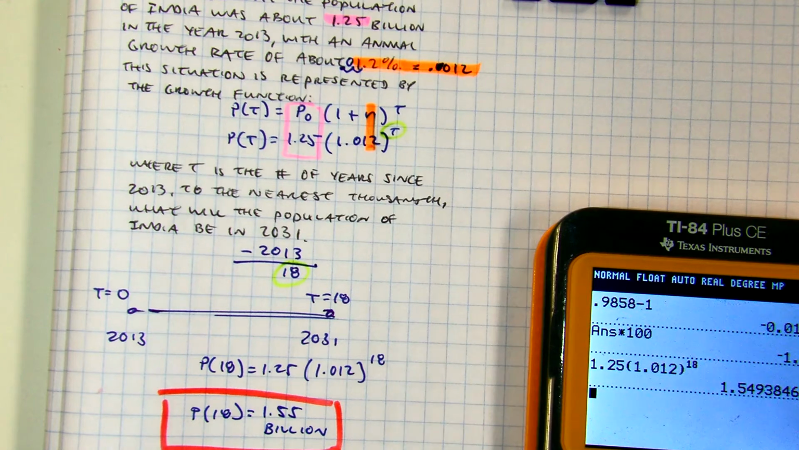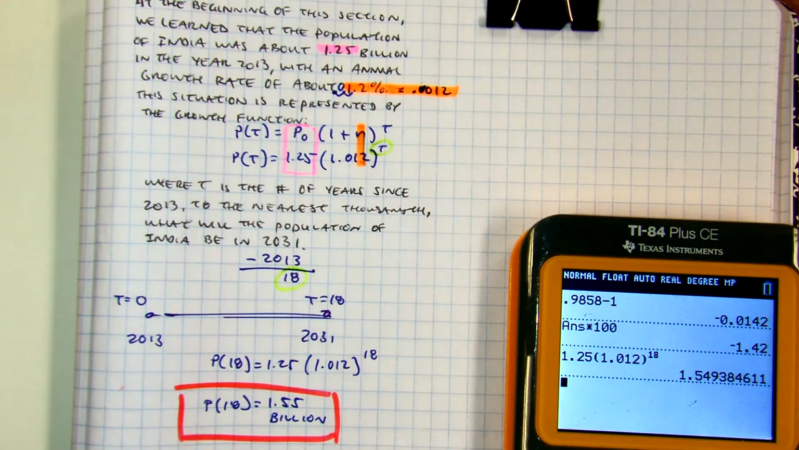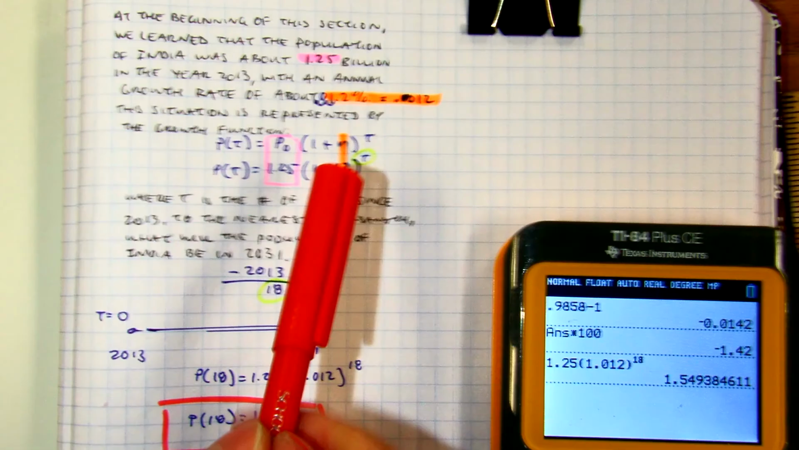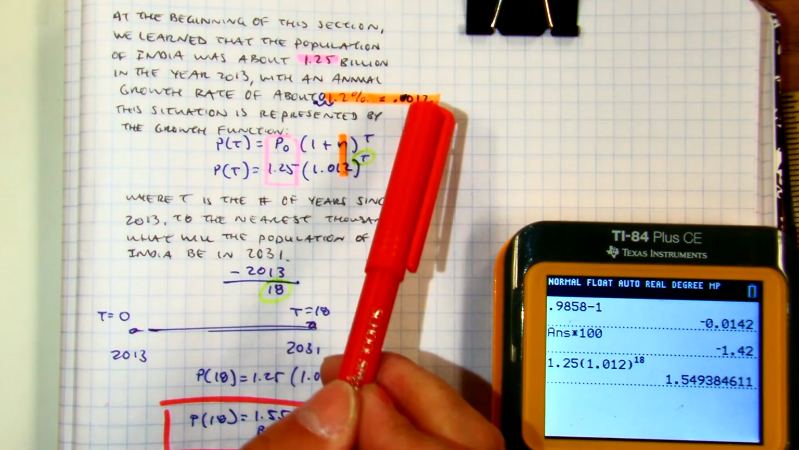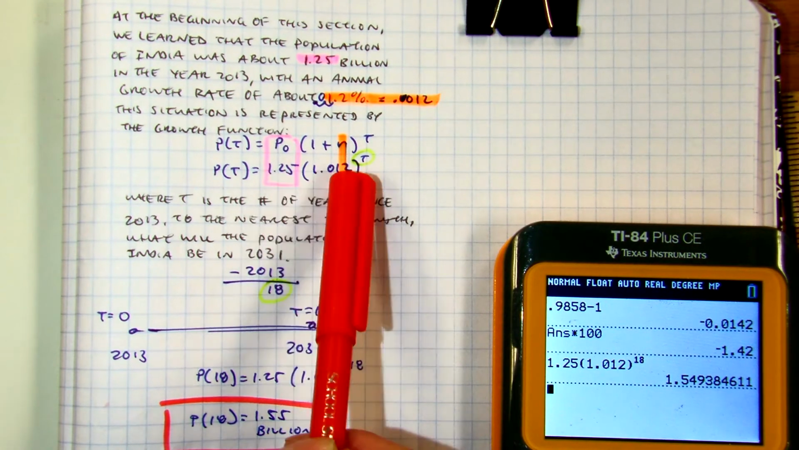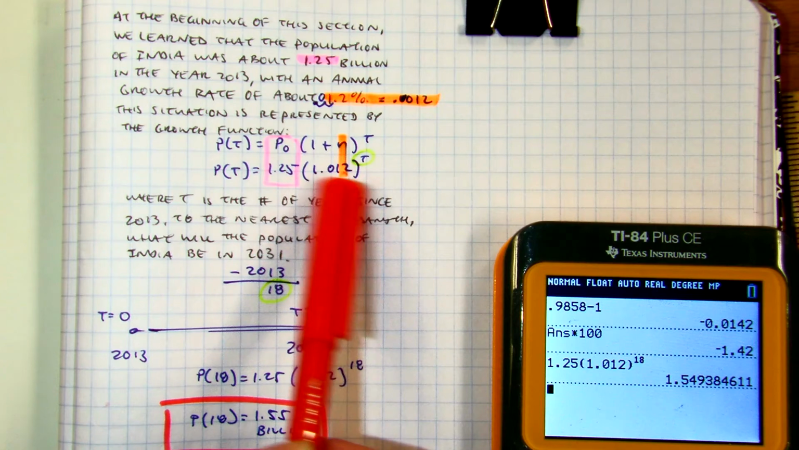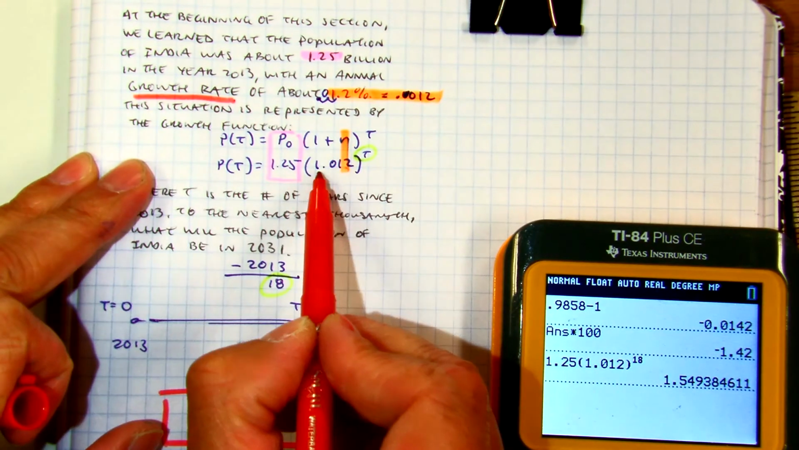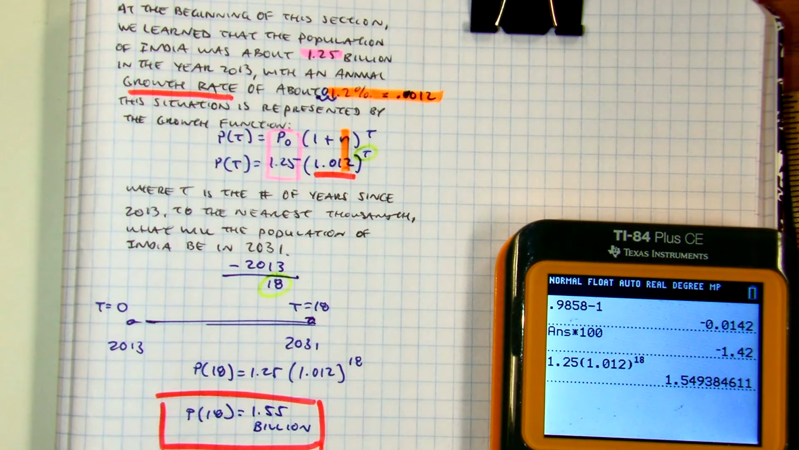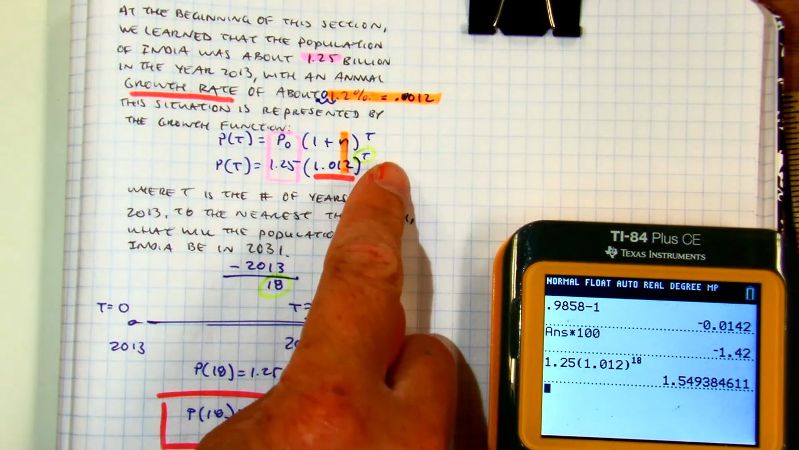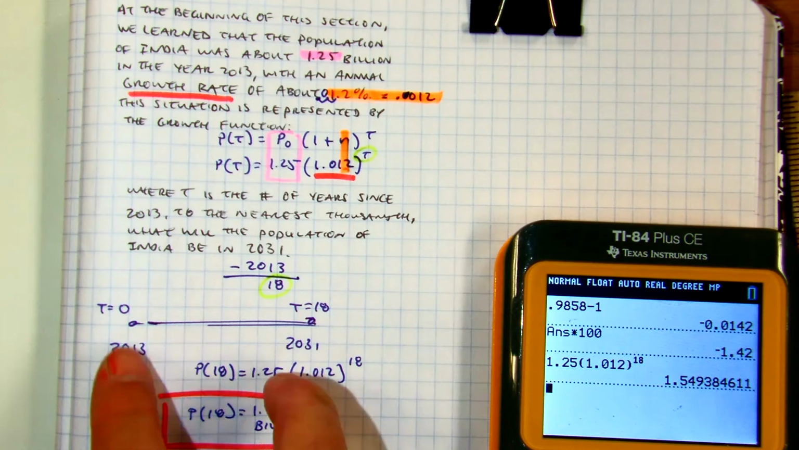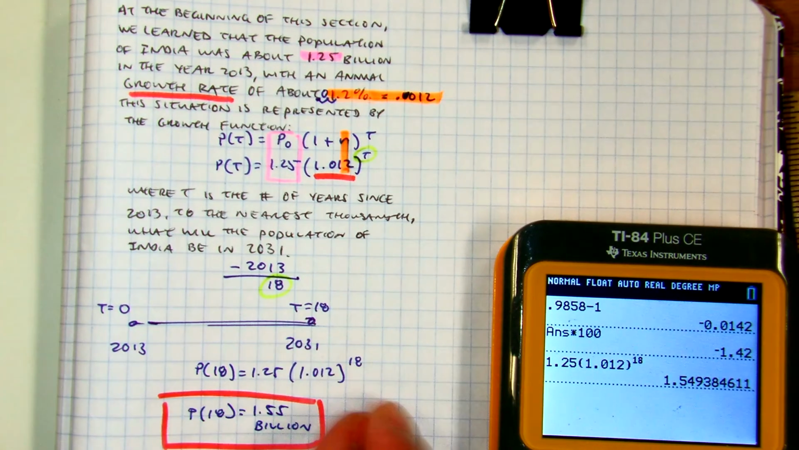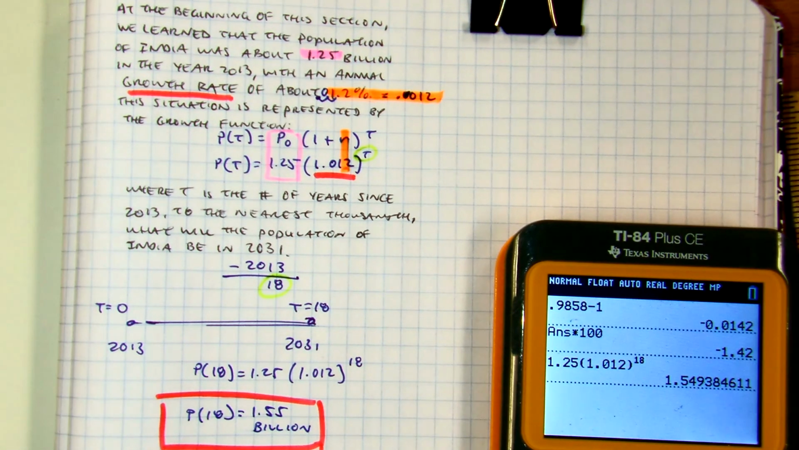So in this problem, our rate we turned from a percentage to a decimal. I added it to 1 because this is actually a growth, right? It tells us growth rate, and I need to know that number is greater than 1. We figured out t from time by subtracting our starting point and our end point. Calculator ready equation, and I get approximately 1.55 billion people in the year 2031, or 18 years after 2013.